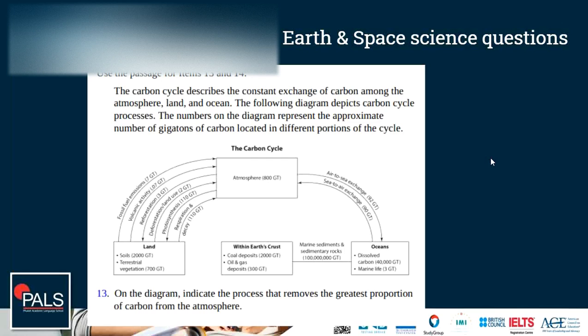I think this is the last question. Use the passage on the diagram, indicate the process that removes the greatest proportion of carbon from the atmosphere. So now we are looking for a flux that removes carbon from the atmosphere, so for an arrow that goes away from the atmosphere. So we have only three options here. We have this arrow, which is reforestation, we have this arrow, which is photosynthesis, and we have this arrow, which is air-to-sea exchange. Which one removes the greatest proportion? We have 3 gigatons, 110 gigatons, and 92 gigatons, so the correct answer is photosynthesis. We place an X on photosynthesis.